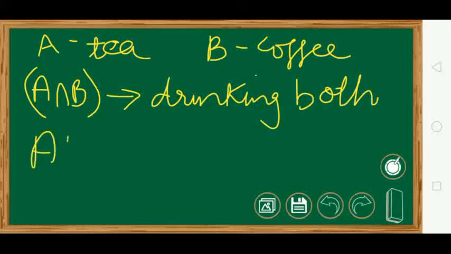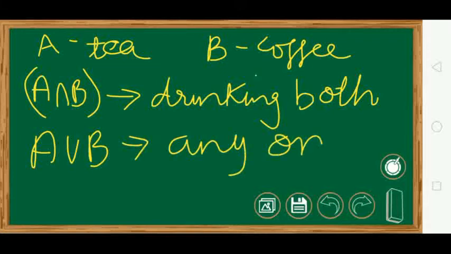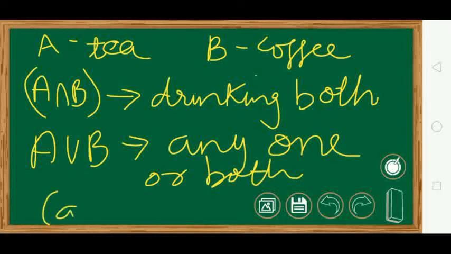And A union B means any one or both, or we can say at least one. Either of them, either tea or coffee. Something the person is drinking.